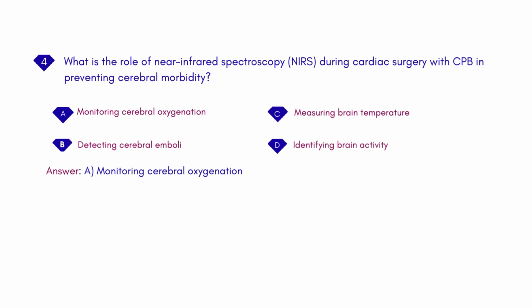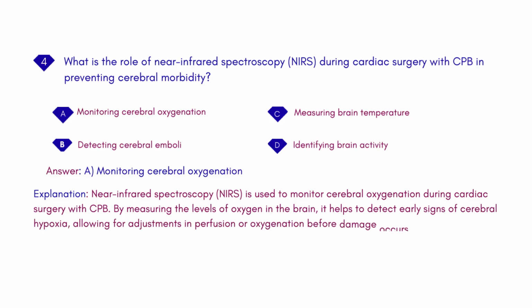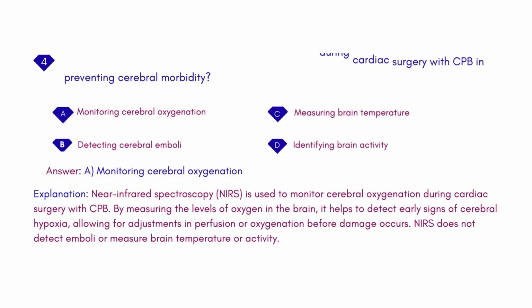Monitoring cerebral oxygenation. Explanation: near-infrared spectroscopy, NIRS, is used to monitor cerebral oxygenation during cardiac surgery with CPB. By measuring the levels of oxygen in the brain, it helps to detect early signs of cerebral hypoxia, allowing for adjustments in perfusion or oxygenation before damage occurs. NIRS does not detect emboli or measure brain temperature or activity.